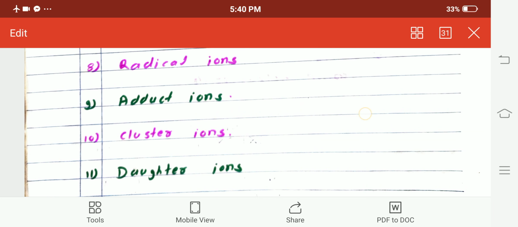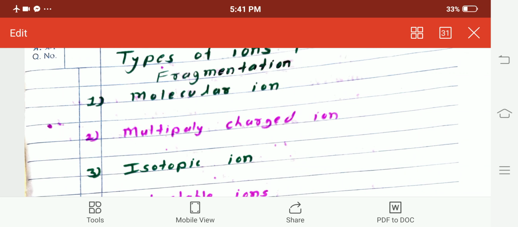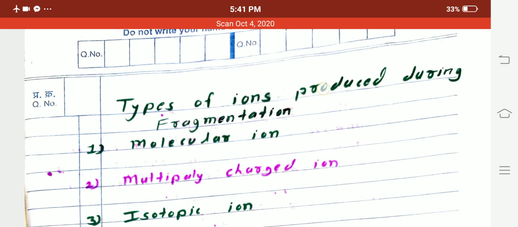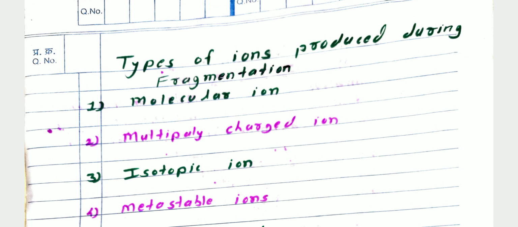Now I am explaining the second one, the multiply charged ion. Multiply charged ions are formed by gaining or losing more than one electron. They are also called doubly and triply charged ions, showing the number of electrons lost or gained by the ion.